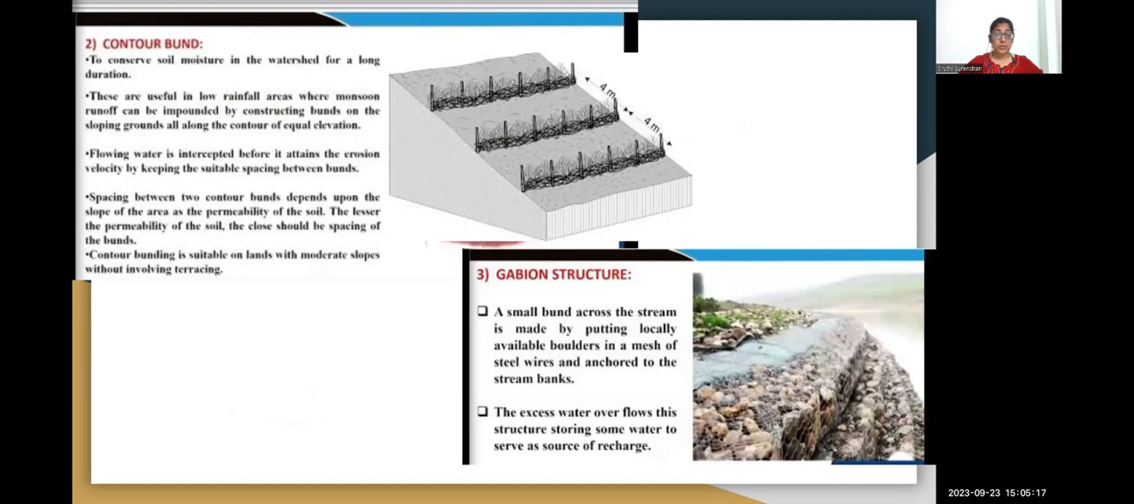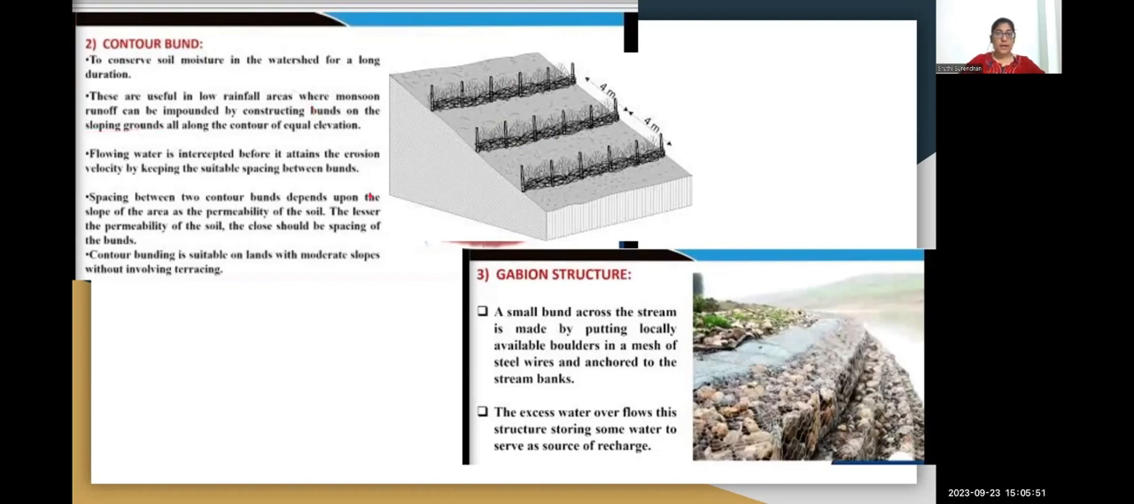We must all know what terrace farming or contour farming is. Similarly, instead of steps, bunds are created at different slopes, and these will accumulate water along the slope and help in groundwater recharge. This also helps in conserving soil moisture for a longer duration, and it is useful in areas of less rainfall.